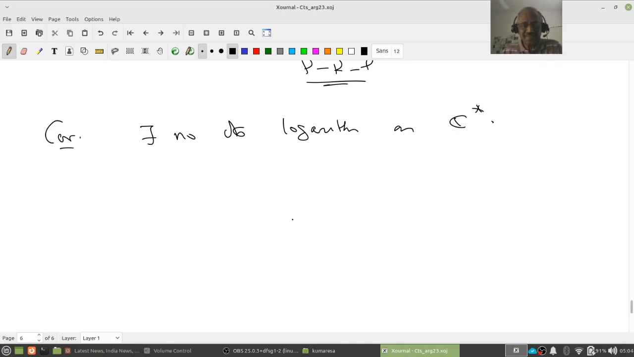Without any argument, argument is the source of all the multivaluedness. You will find many people think it's logarithm. Logarithm is not the culprit. The real culprit is argument. Keep that in mind. So what is the next question I can ask?